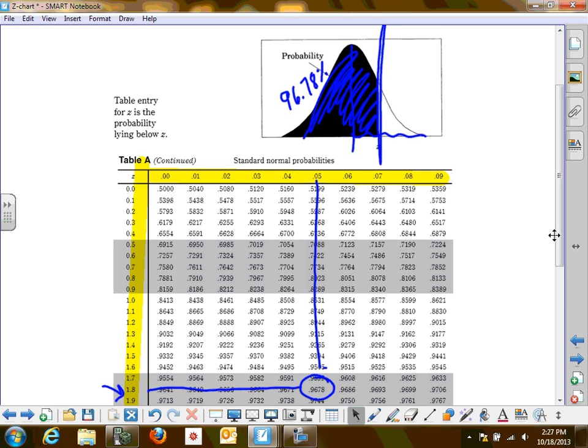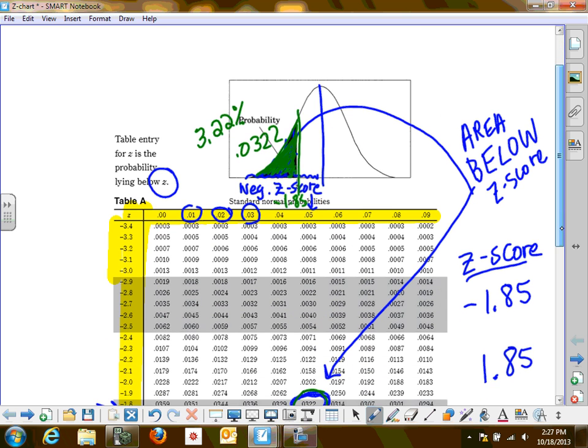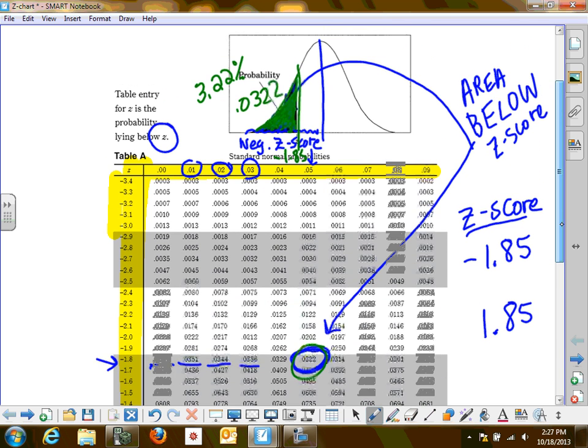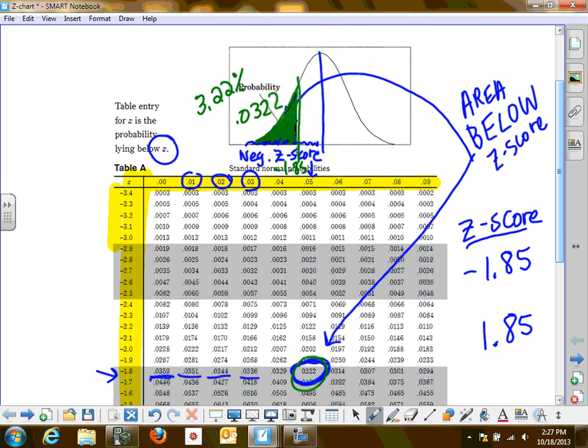Now question. How much is this? Very good. It is 0.0322. How did I know? Why is this the same amount as this one over here? Because the shape is symmetric. Is it a requirement to know that? Well, you kind of need to know your way around the curve.